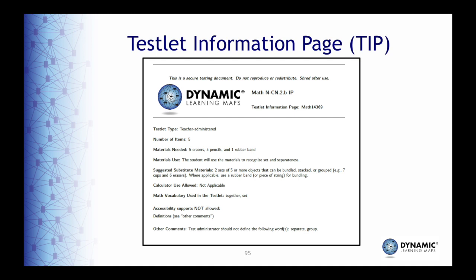However, if those materials are not readily available or appropriate for the student, suggested substitutions include 2 sets of 5 or more objects that can be bundled, stacked, or grouped, such as 7 cups. A piece of string can be used in place of the rubber band for bundling. Calculator use is not applicable for this testlet.